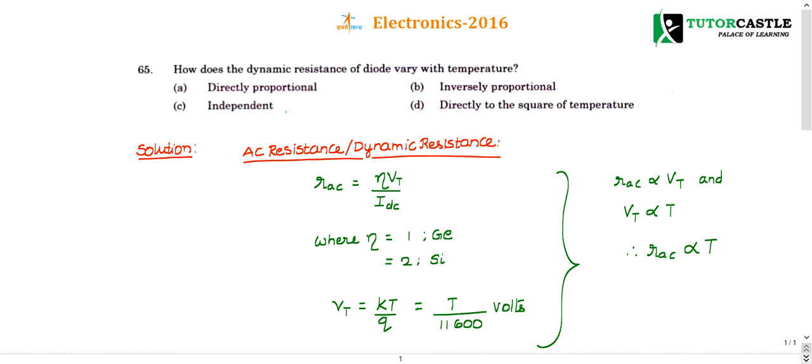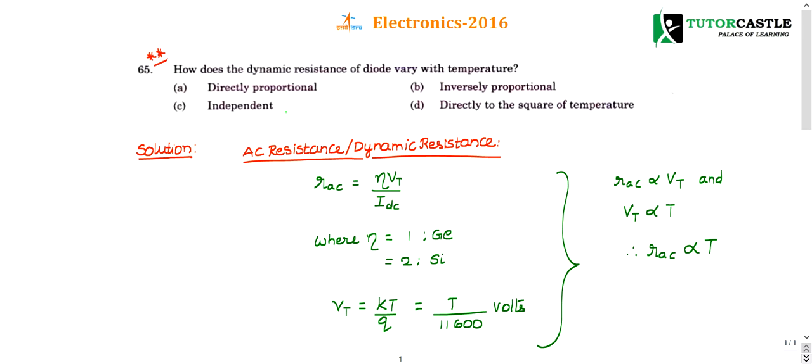Question number 65. How does the dynamic resistance of the diode vary with the temperature? Already a question was asked on dynamic and static resistance of the diode in the previous questions. I did not remember the number. This question is again a repeat from the dynamic resistance of the diode.